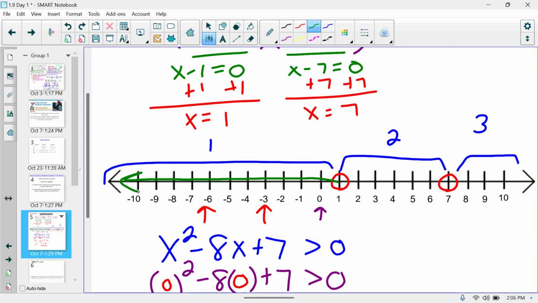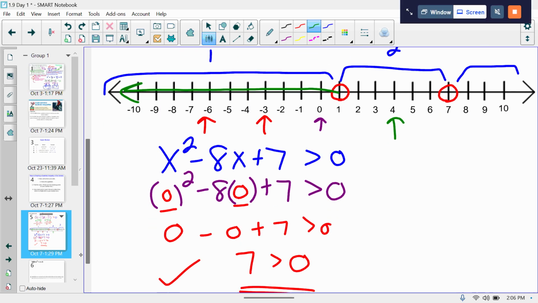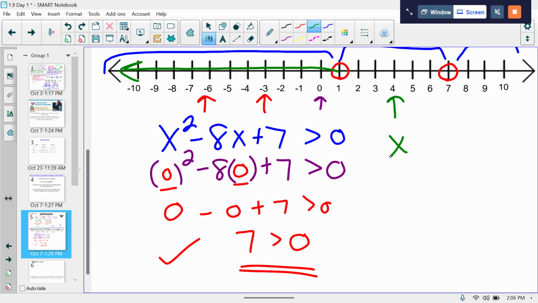So again, I have them labeled, but you can pick anything in region 2. I picked the number 4, but you could pick 5, you could pick 3.5. It doesn't matter, just anything in that region. Let's write out the inequality again. Okay, so like I said, I'm picking 4. So I'm going to plug in 4.